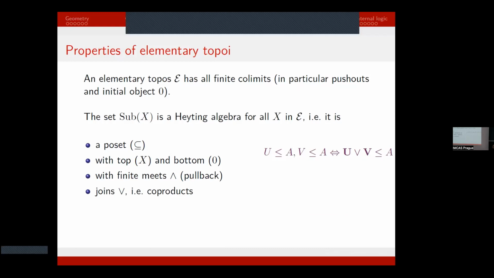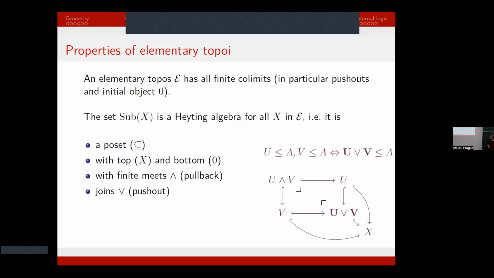We also have joins that are coproducts. So we reverse the previous notation, and this time it's the smallest subobject that contains both U and V. What do we take? We first take the pullback, and then we take the pushout of that. And that's the join. It's the pushout of the pullback.